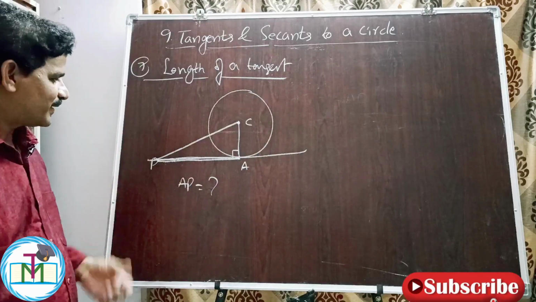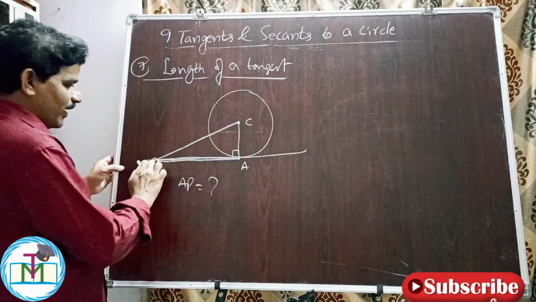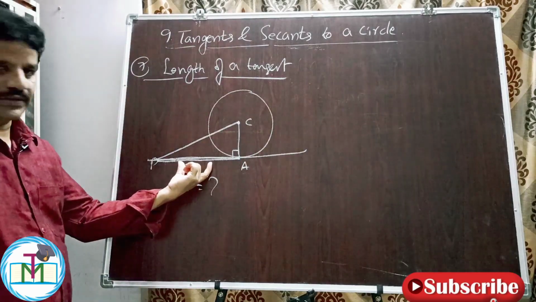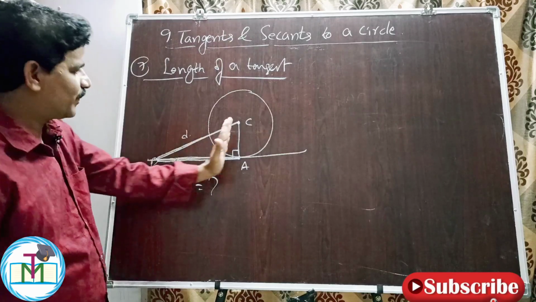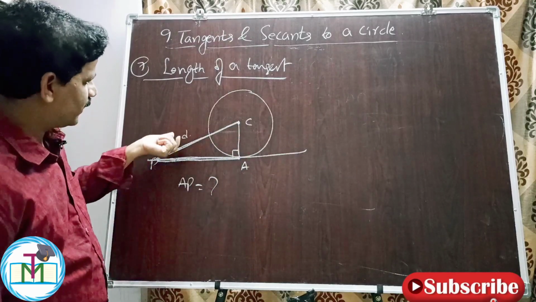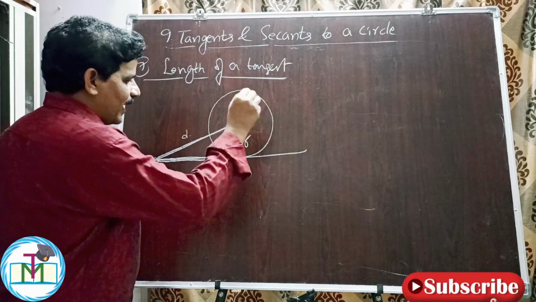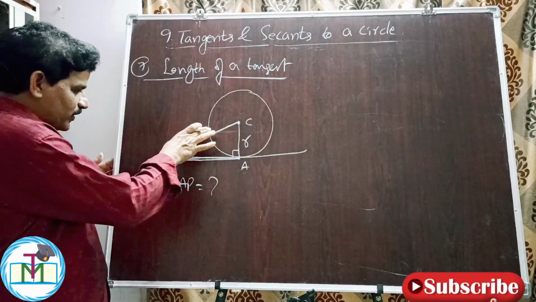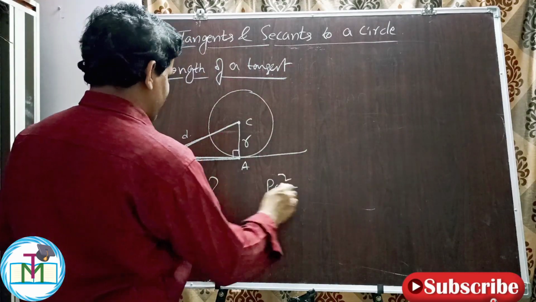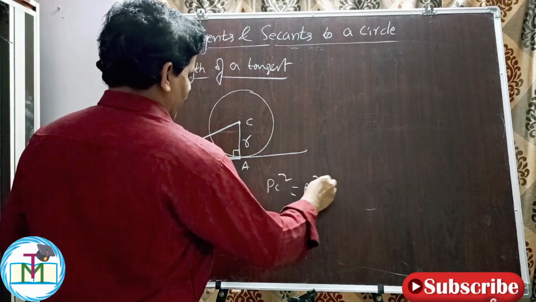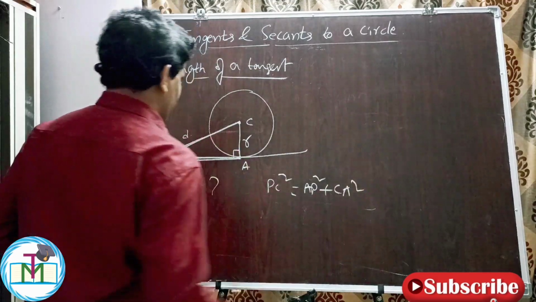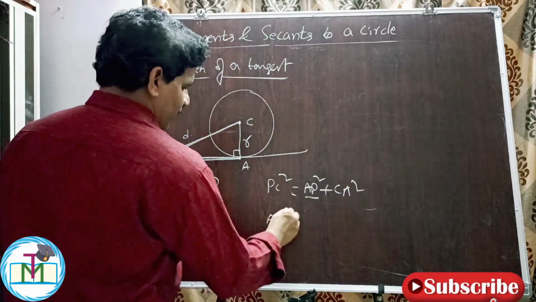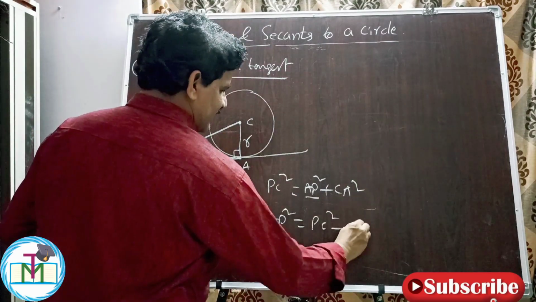Tangent. Therefore by Pythagoras theorem, CP square is equal to PA square plus AC square. Here you can see side square plus side square. This distance is denoted by D. This is given by R. I want AP, length of the distance. So by Pythagoras theorem, hypotenuse square means what? PC square is equal to side square AP square plus CA square. I want PA or AP, this much. So AP square is equal to PC square minus CA square.